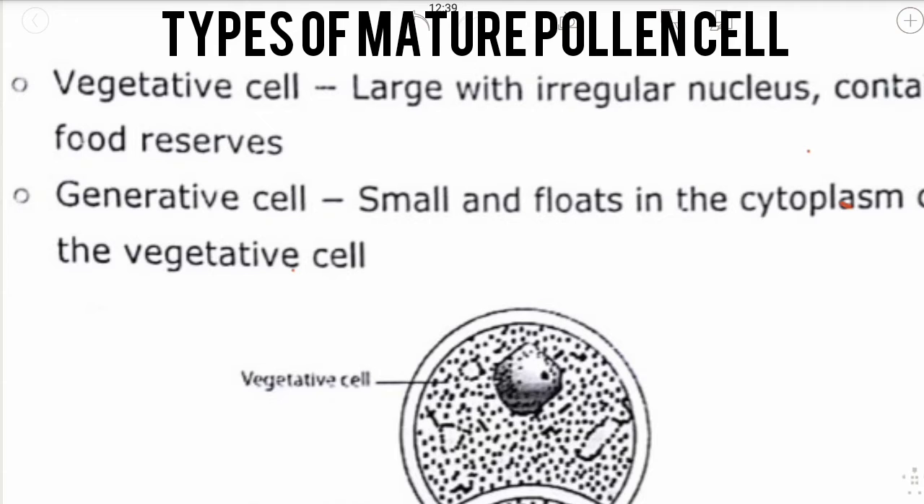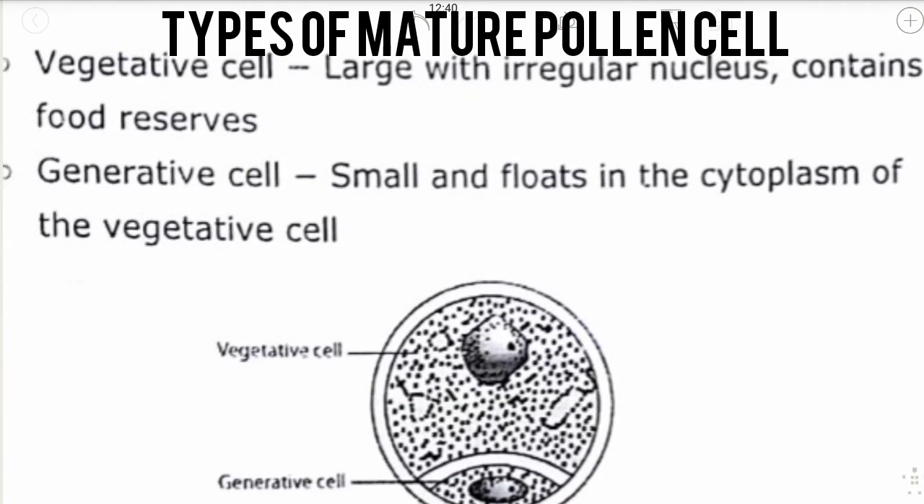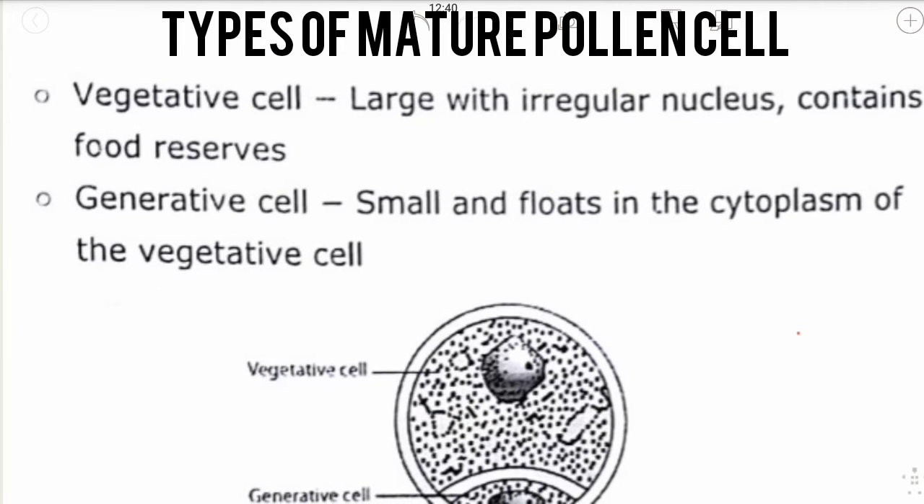A mature pollen grain mainly contains two types of cell: the vegetative cell and the generative cell. Look at the structure of the vegetative and generative cells. These are the vegetative cell and these are the generative cells. Now let us find out the functions of the vegetative and generative cells.